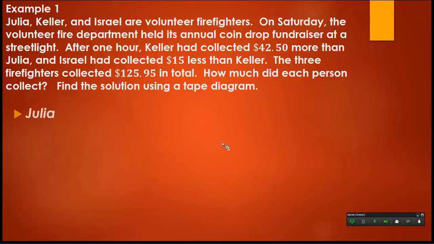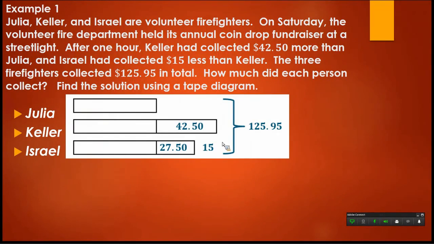Well, first, Julia, Keller, and Israel. Here's our tape diagram. Keller did $42.50 more than Julia. So we can physically see that extra amount over Julia. And then the same with Israel. Israel had collected $15 less than Keller, which makes it $27.50 more than Julia. That's where that $27.50 comes from. We took 15 and subtracted it from $42.50.